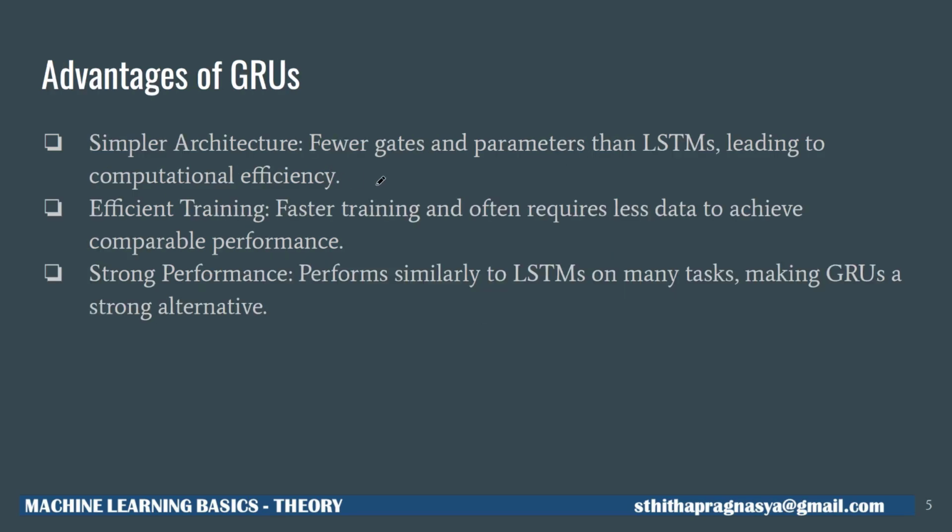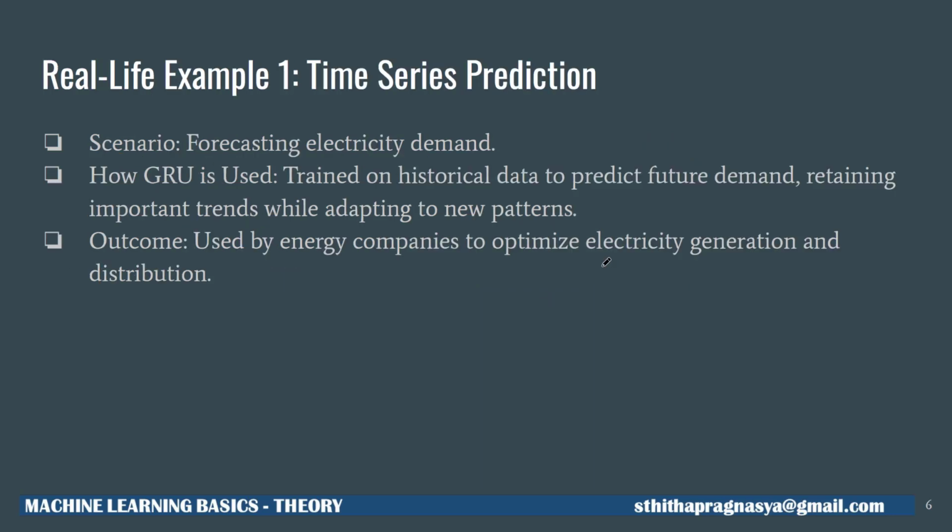So what are the advantages? As we already discussed, it has a simpler architecture. GRUs have fewer gates and parameters than LSTMs, making them computationally more efficient. And due to the reduced complexity, GRUs can often train faster and require less data to achieve comparable performance to LSTMs. Despite their simpler structure, GRUs often perform similarly to LSTMs on many tasks, making them a strong alternative. And the examples will look similar.